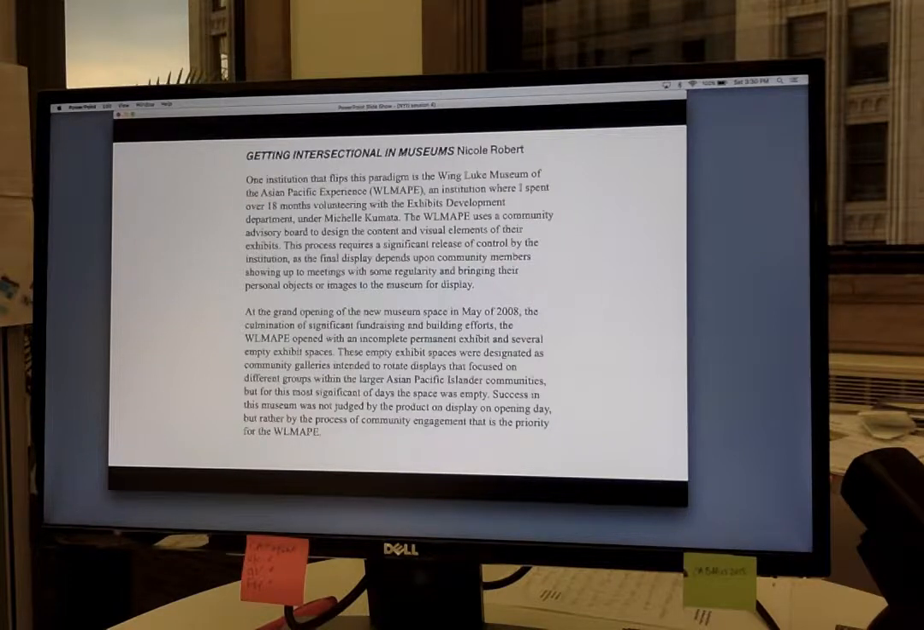So they opened, and I find this really surprising, but also kind of exhilarating, with an incomplete permanent exhibit and several empty exhibit spaces. These empty exhibit spaces were designated as community galleries intended to rotate displays that focus on different groups within the larger Asian Pacific Islander communities. But for this most significant of days, the space was empty. And I think it's very symbolic.